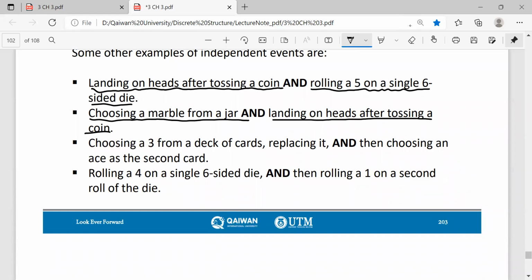And the example, choosing a 3 from a deck of cards, then replacing it, and also then choosing an ace as the second card.